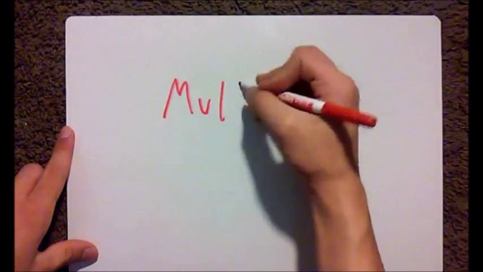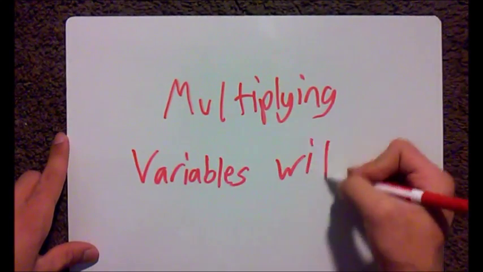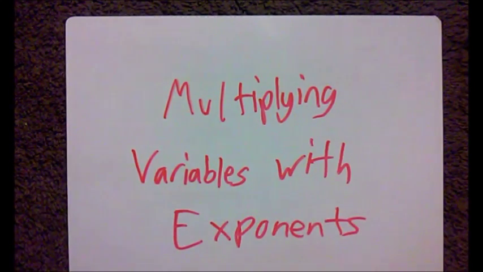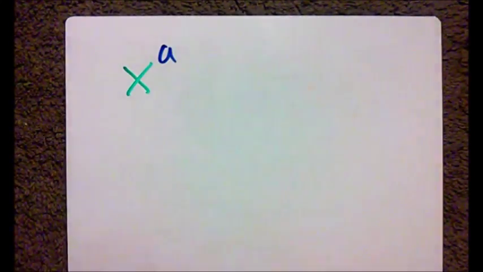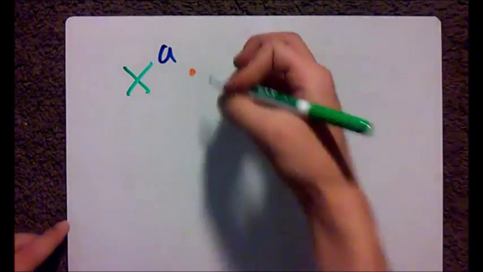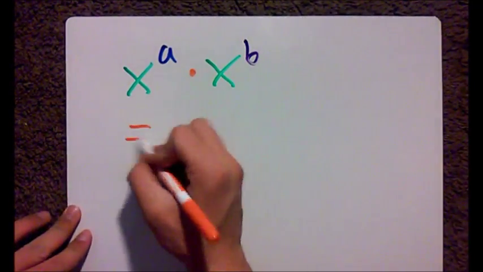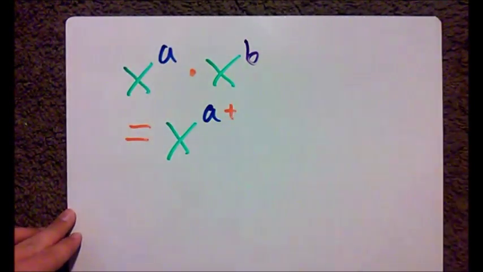The first rule for exponents that we will teach is what happens when you multiply two variables with exponents. When you multiply two of the same variable when they both have their own individual exponents, the variable stays the same, and the two exponents are added together.